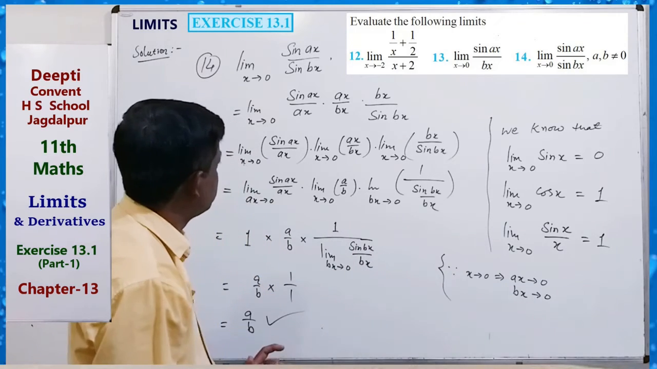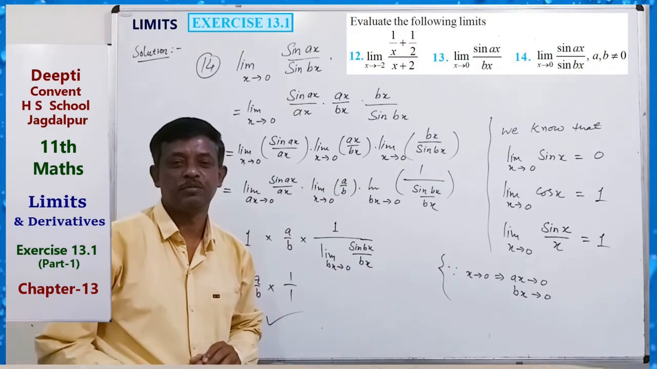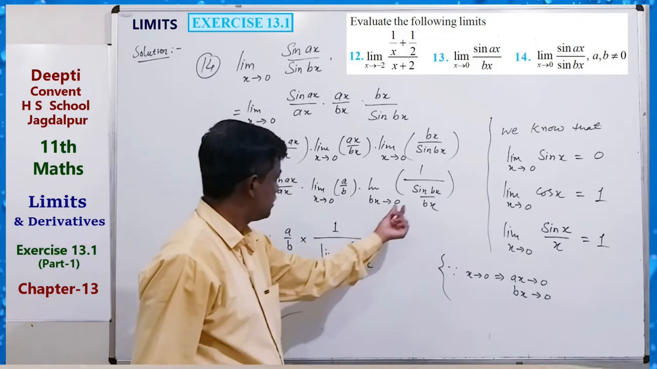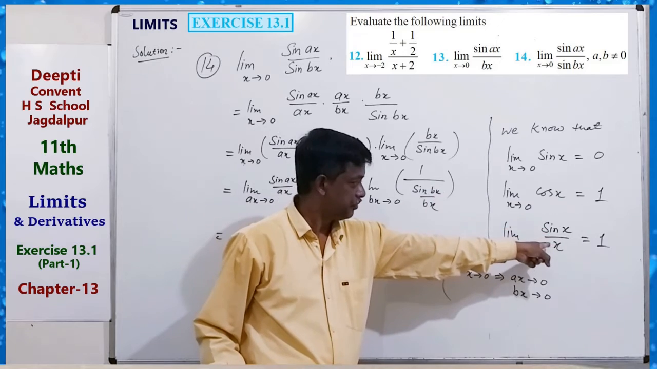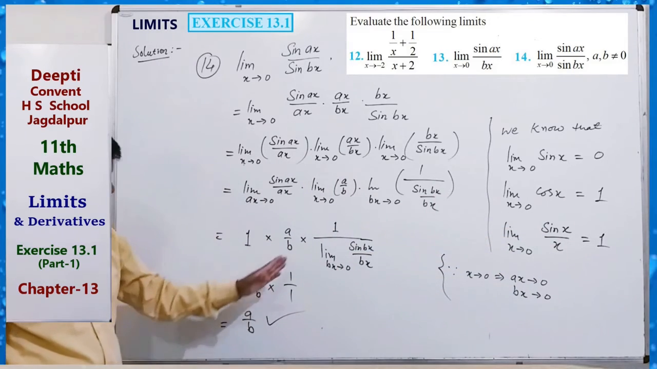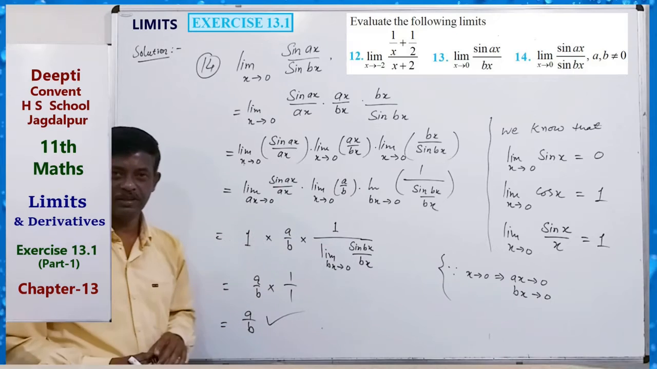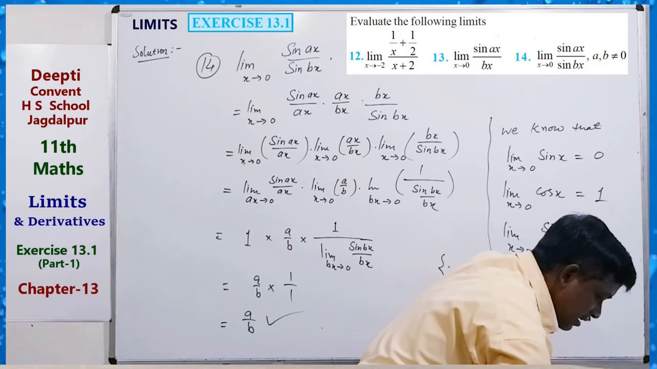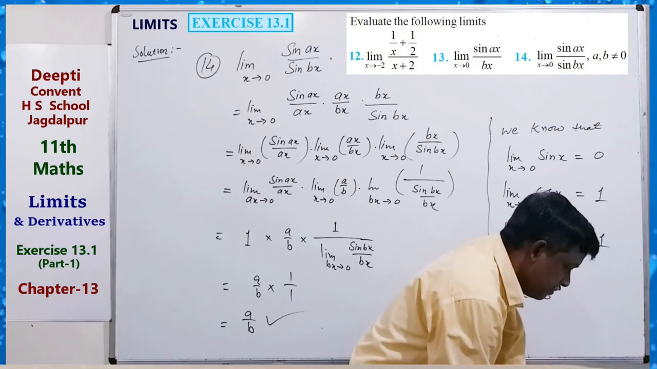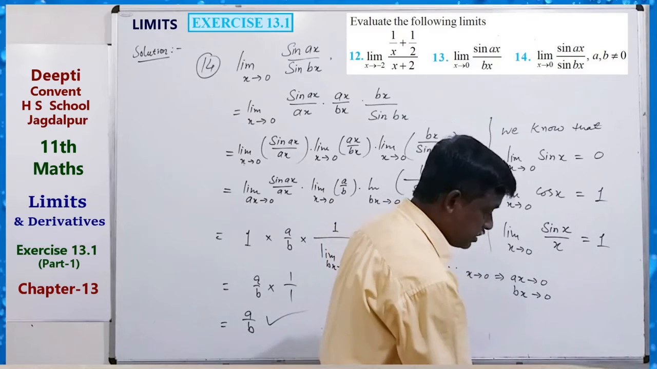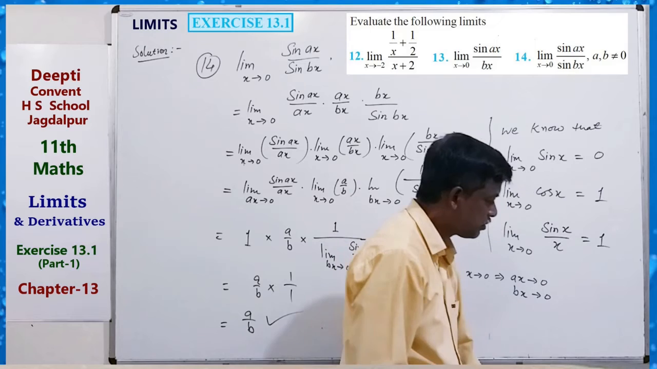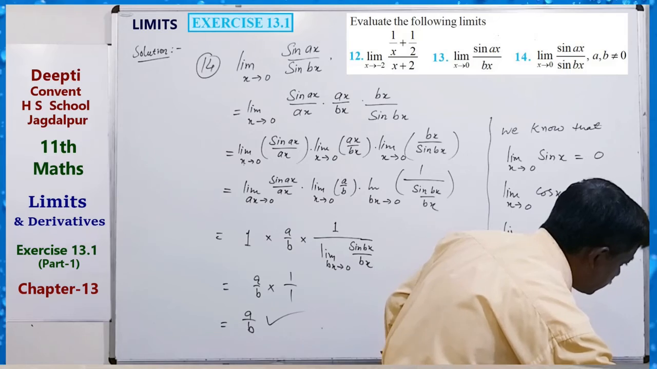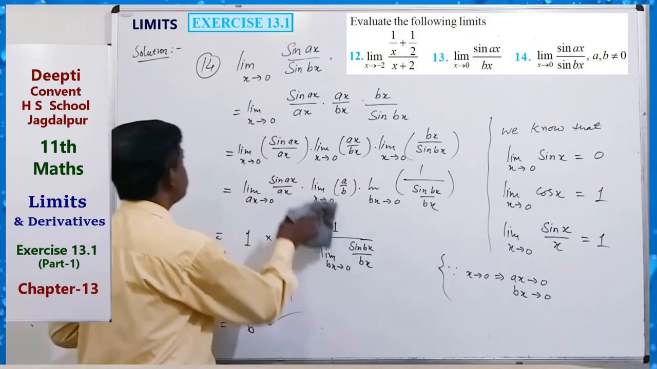Okay, we can just adjust it in the form of the main formula by using x tending to 0, bx tending to 0. Then by using this formula we get 1, here 1, so a by b is the limit of 13 also. Okay, now question 14. Now this is 14, so question 15.